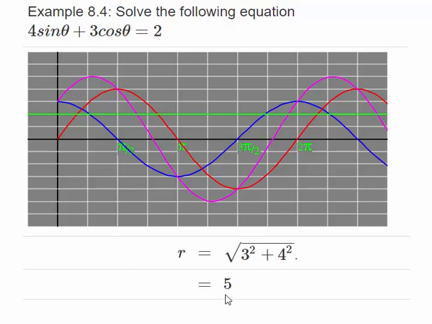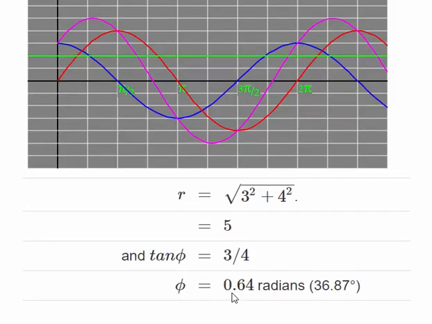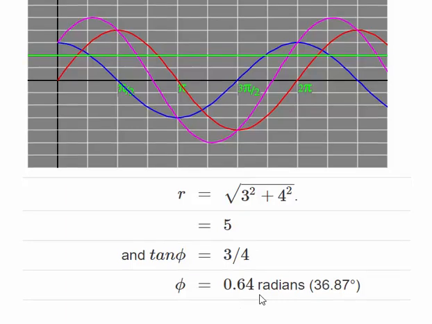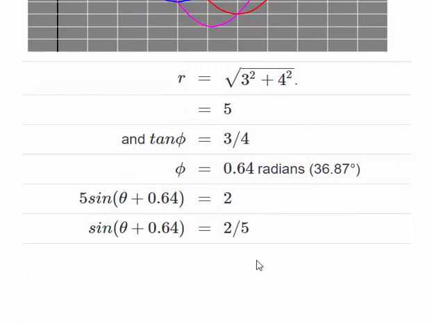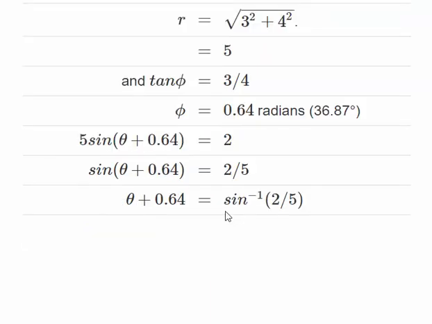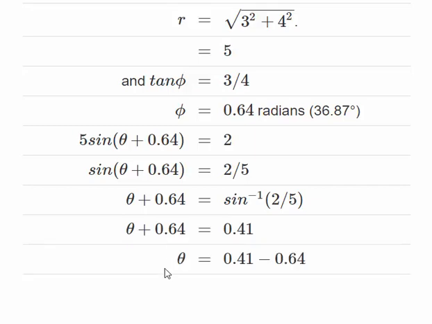So from before we know that r is equal to 5 and that phi is equal to 0.64 radians. So we can put these into our equation. So 5 sine theta plus 0.64 is equal to 2. Divide both sides by 5, we get sine theta plus 0.64 is equal to 2 over 5. Take the arc sine of both sides. Arc sine of 2 over 5 is 0.41. So now we subtract 0.64 from both sides to get that theta is equal to 0.41 minus 0.64, which is equal to minus 0.23.